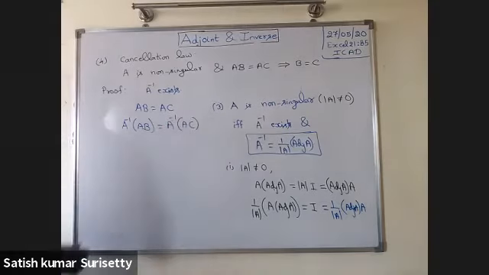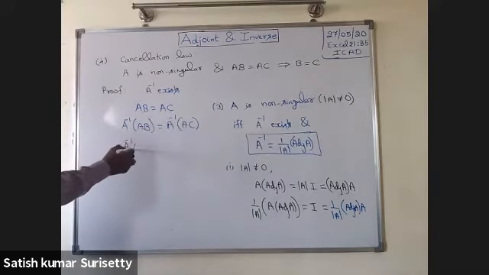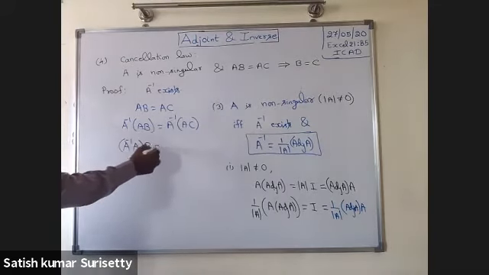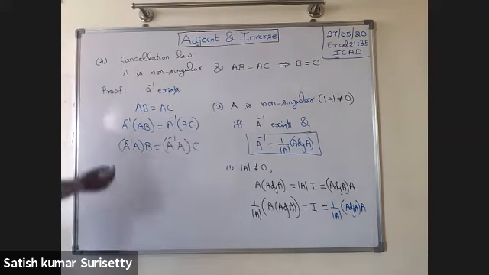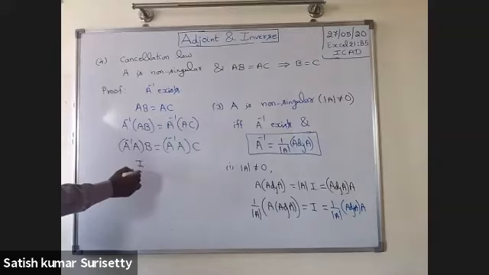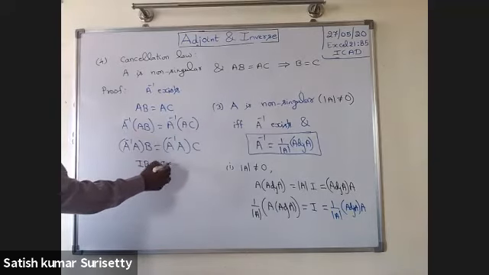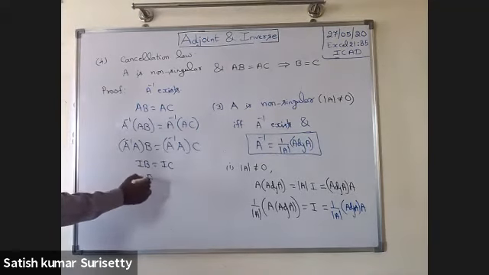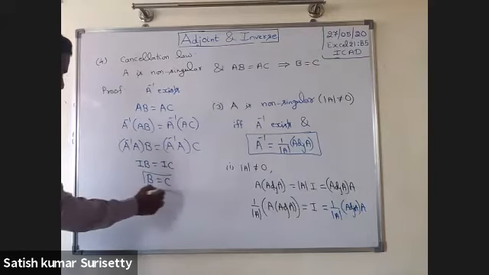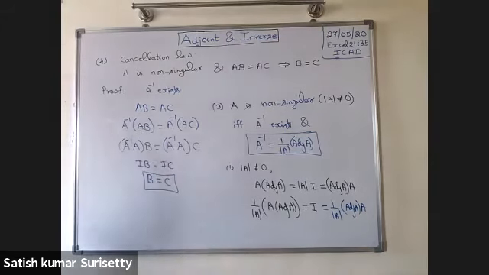Apply the associative property. A inverse A into B equal to A inverse A into C. But A inverse A equal to I, so I into B equal to I into C. But the product of any matrix with the identity matrix is itself. That is, B equal to C. That is, you can cancel the matrix provided it is non-singular. That is, determinant should be not equal to 0.